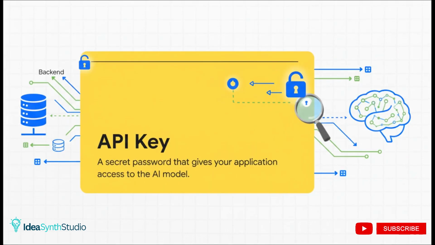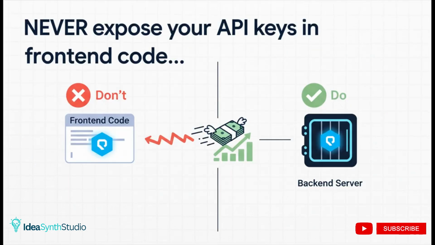Now, that connection between your app and the AI, it's made possible by something called an API key. Think of it as a secret password. It's the key that lets you start the engine of that very, very powerful AI, so you've got to treat it like gold. And listen, I cannot say this loud enough. This is so important. Never, ever, ever leave your API key in your public-facing code, like on a website.